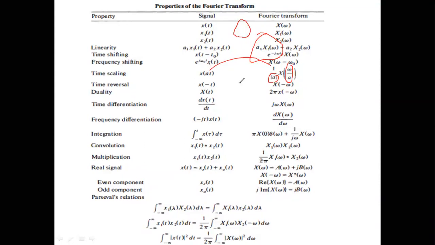Now I think this particular a, due to linearity, will come somewhere around here. So our signal is going to be x of omega by 3, right? X of 3t into 3. Okay, shall we go and see that? Okay, so here we are.